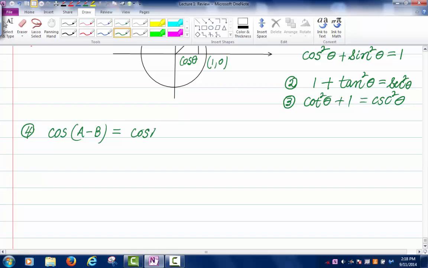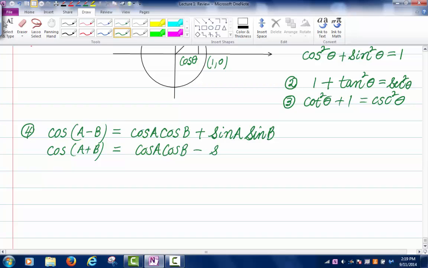Cosine A, cosine B, minus or plus? Plus. Sine A, sine B. Okay. What is cosine A plus B? That's cosine A, cosine B, minus sine A, sine B.